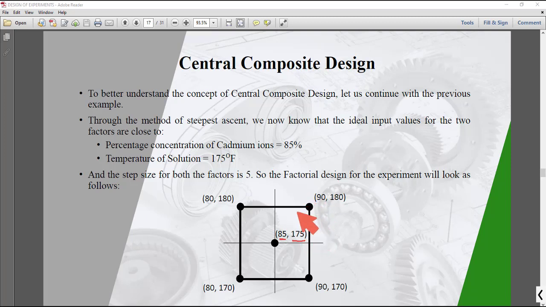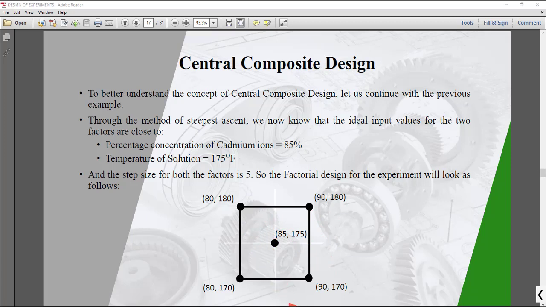Okay, and your step size in this case is what? Your step size in this case is not 5. I am sorry, oh sorry, it is 5. Okay, your step size is what? Your step size is 5, right? So 85 and 175 over here, your step size is 5.